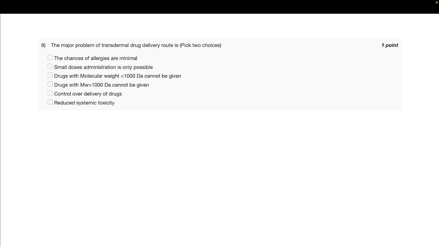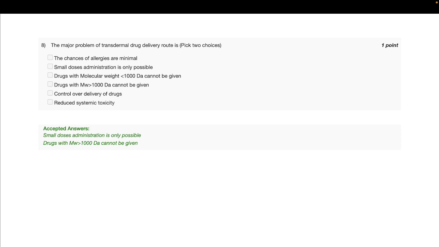Next question is, the major problem of the transdermal drug delivery route is. We discussed some of these points. Any answers? Basically the disadvantages of transdermal drug delivery. Maybe that second option, ma'am. Small dose administration is only possible. Okay. One more? And drugs with molecular weight more than 1000 daltons cannot be given. Right, you're correct. Yes, both your options are correct.